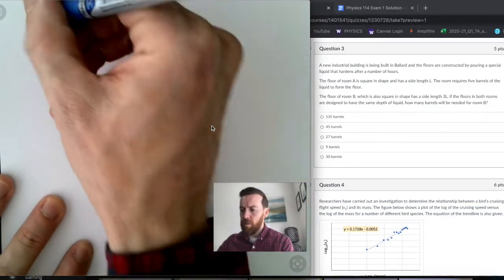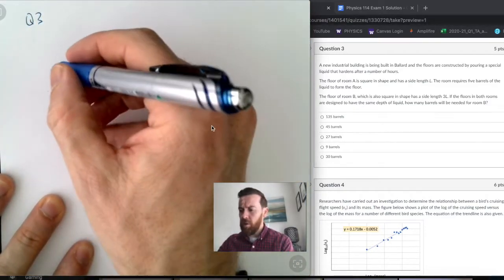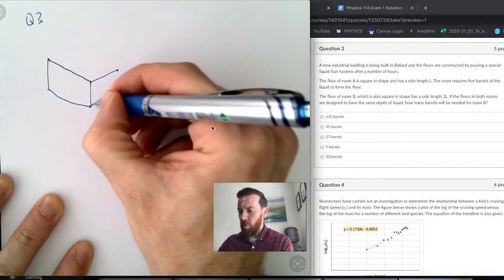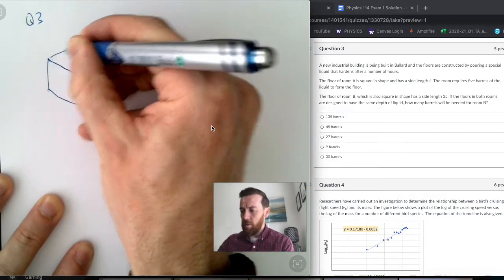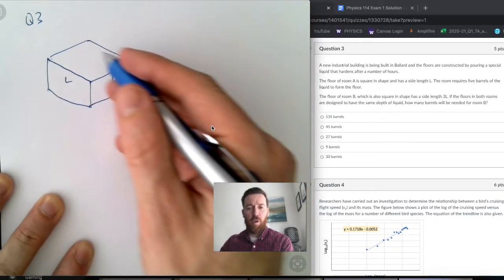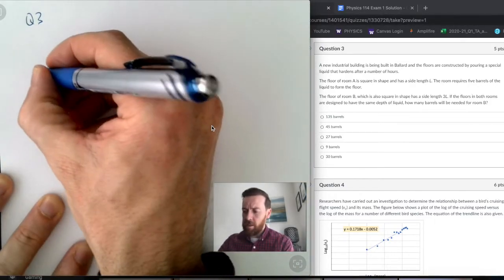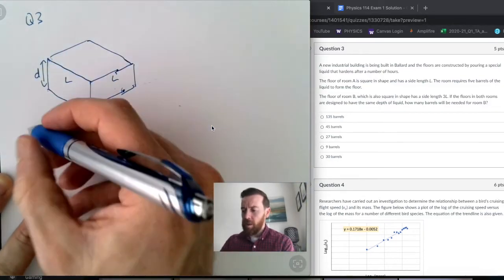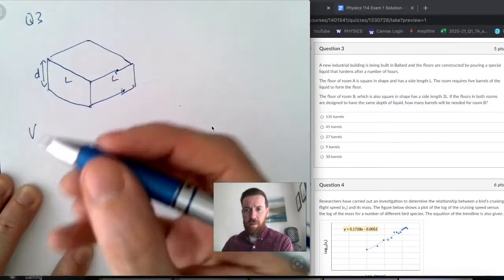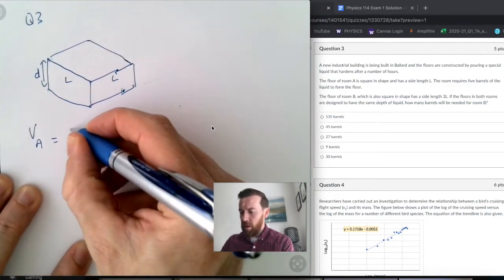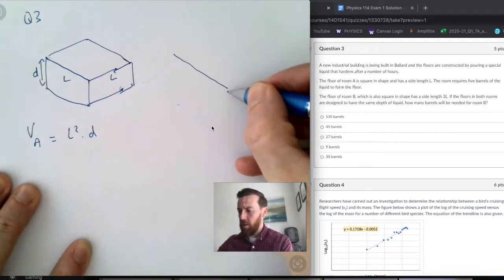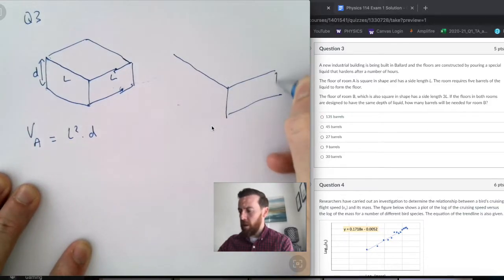So I'll start here and make sure you can see this. Question 3. I'll draw a three-dimensional view of floor A. Hopefully I won't have drawn it too big. So this is L by L, so it has a floor surface area of L squared, and it has some depth D. So the volume of the floor, this special liquid, is equal to L squared times D. I won't be able to draw it to scale here, otherwise I'll run out of room. Hopefully you can forgive me for that.